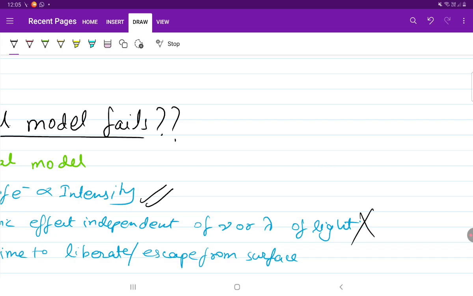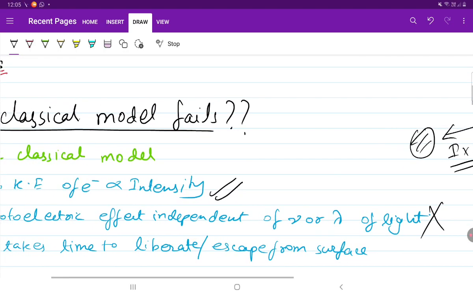Classical theory says that there exists no such frequency; the energy absorbed by an atom will be equal to I times A, where I is the intensity and A is the area of the atom. So there is no involvement of frequency or wavelength. But the catch is that if you decrease the frequency beyond a certain limit, then the observed reading will come out to be zero. Hence, the photoelectric effect should depend on lambda and nu. Hence, we can say that this point is actually wrong.